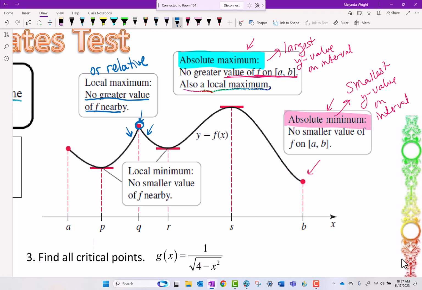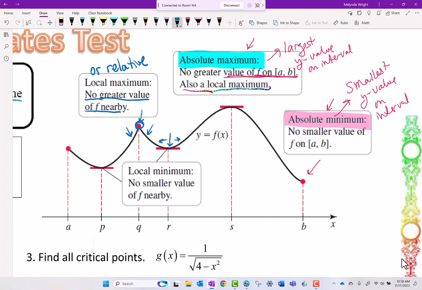The same thing happens with the local or relative minimum. So it's as if we're standing in a valley. We're standing right here, and I look to my left and I see points bigger than where I am. I look to my right, I see points bigger than where I am. And so that qualifies as a local or relative minimum. There's no smaller value of the function right nearby.